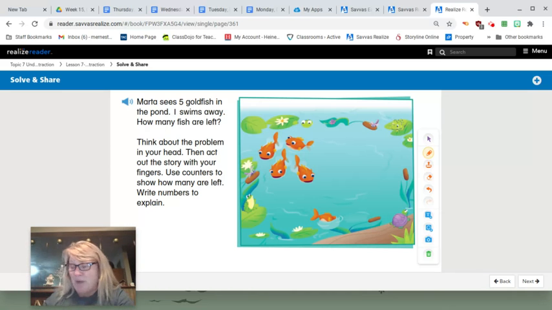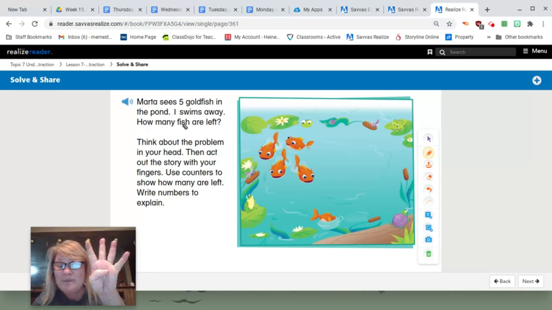All right, let's do some practice in our book. I know we just did that a whole bunch in class. Here we go. Marta sees 5 goldfish in the pond. 1 swims away. How many fish are left? I could do that with my fingers. Marta sees 5, and 1 swims away. Kindergartners, how many are left?